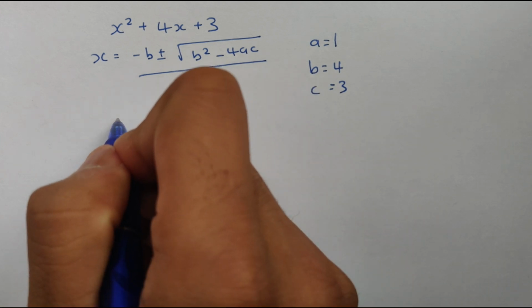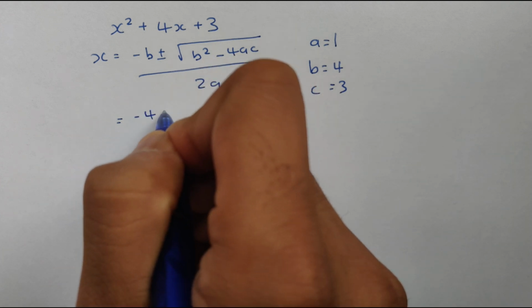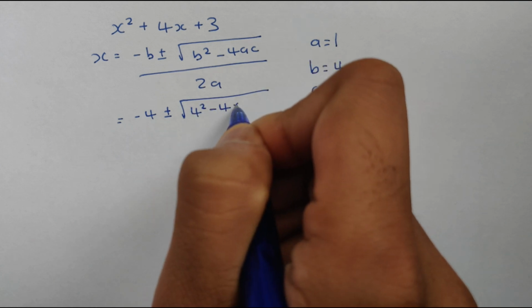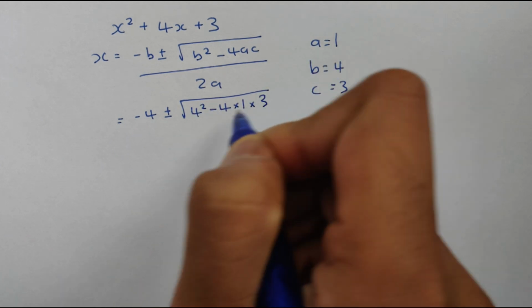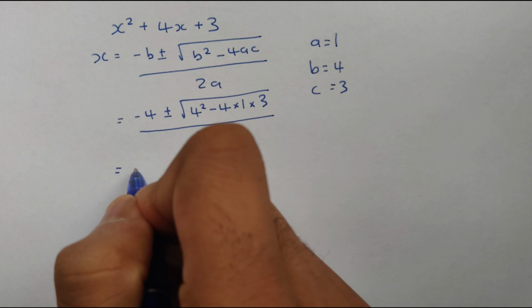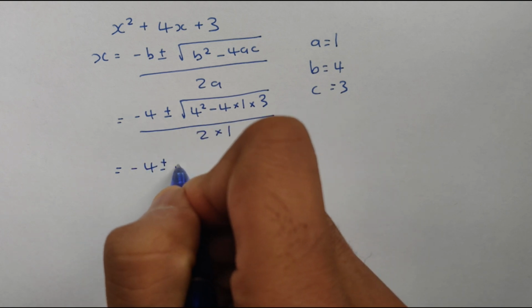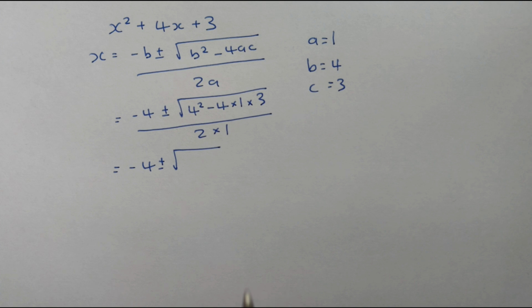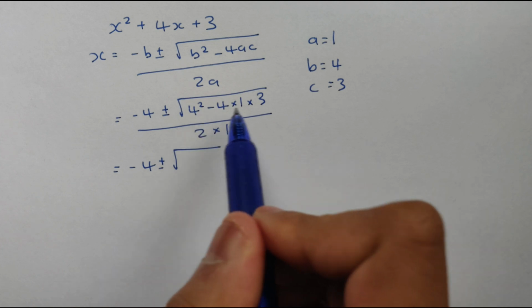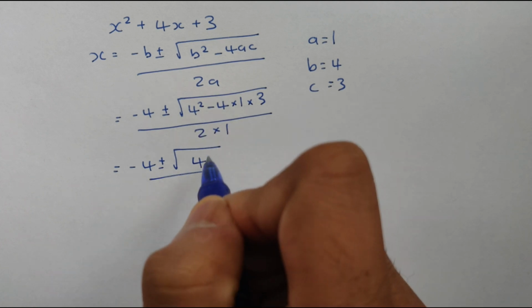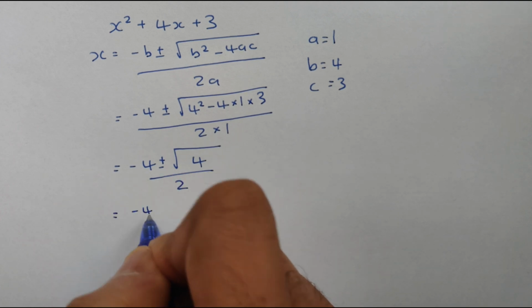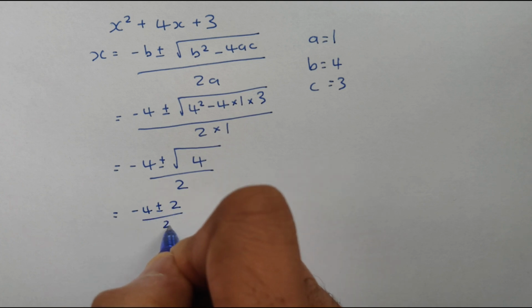Doing this, we get x equals minus 4 plus or minus the square root of 4 squared minus 4 times 1 times 3 over 2 times 1. Solving this, we get minus 4 plus or minus the square root. So 4 squared is 16. Minus 4 times 1 times 3 is 12. So you get 16 minus 12, which is 4, over 2 times 1 is 2. So this equals 2. Minus 4 plus or minus 2 over 2.